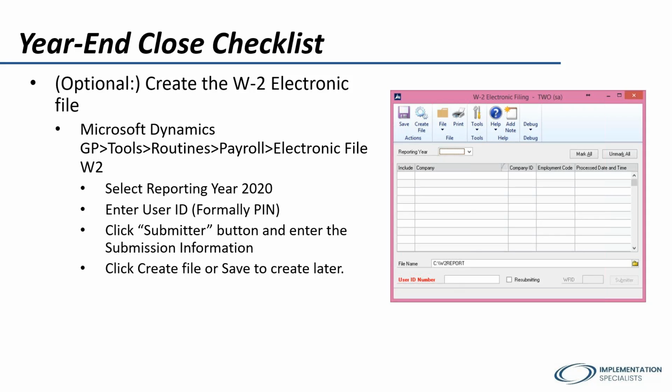Same number. So if you don't have that PIN, you'll want to contact the employer services for the Social Security Administration and get that. You're going to have this button right here that says Submitter that will light up. When you click on that, that's where you will put your company information. And then you can go ahead and save that if you're not ready to create that file, or you can go ahead and create that file. You should then be able to take that file and upload it right to the IRS website to file your W-2s.